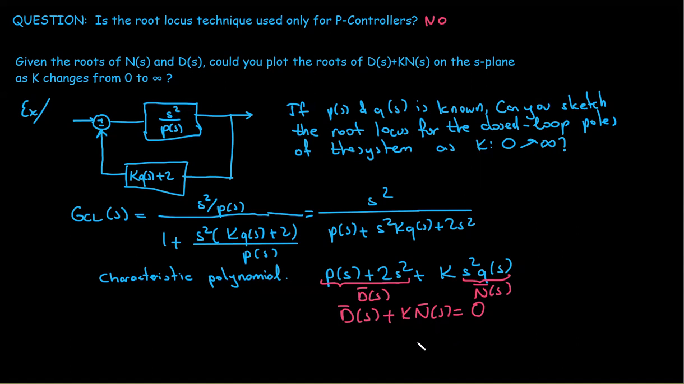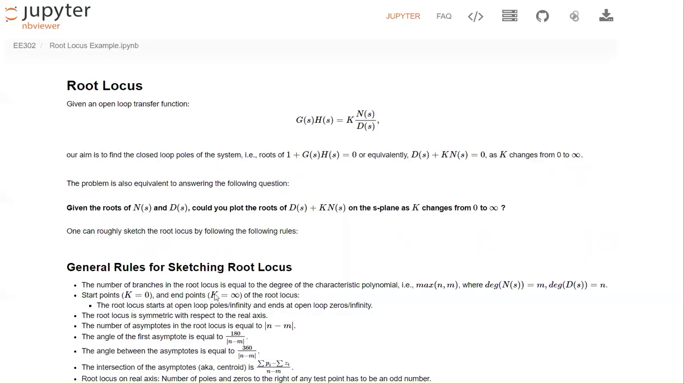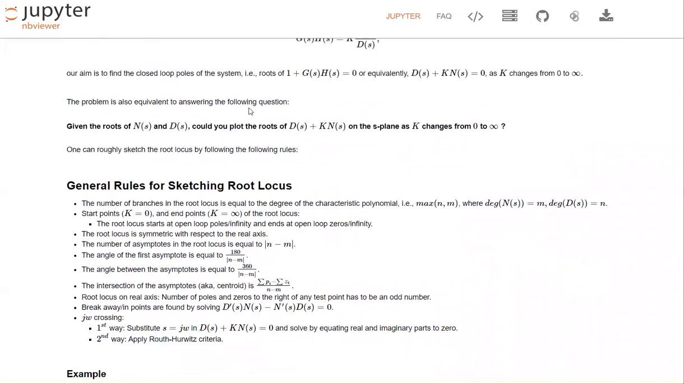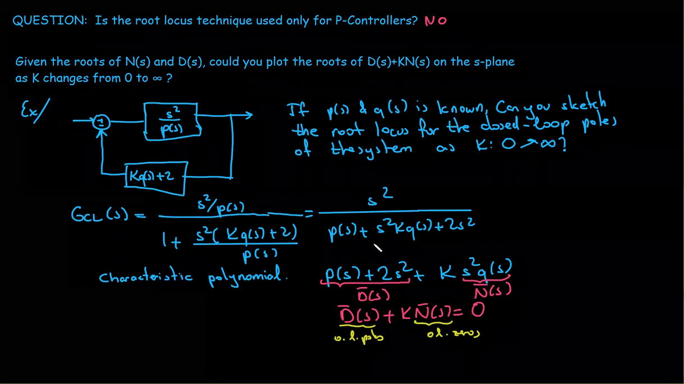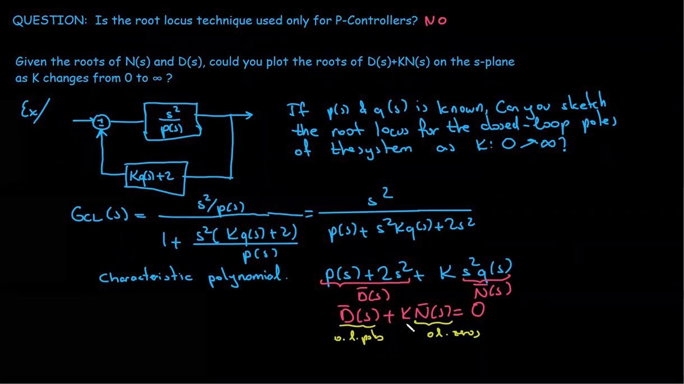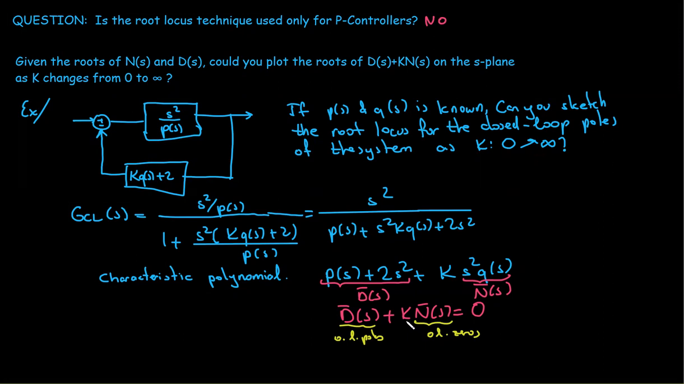So if I treat this n bar and d bar as open loop zeros and open loop poles, and apply the rules of the root locus directly, I can sketch the root locus. I can sketch the closed loop transfer function pole locations as K changes from 0 to infinity. Is that clear? Is there anything I can explain better here? Any questions?